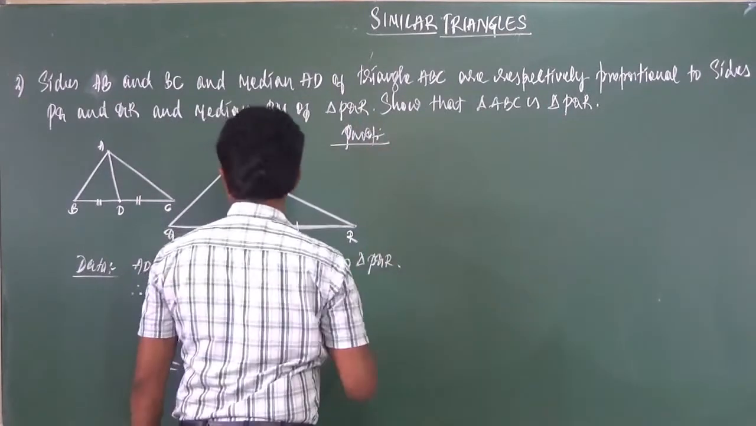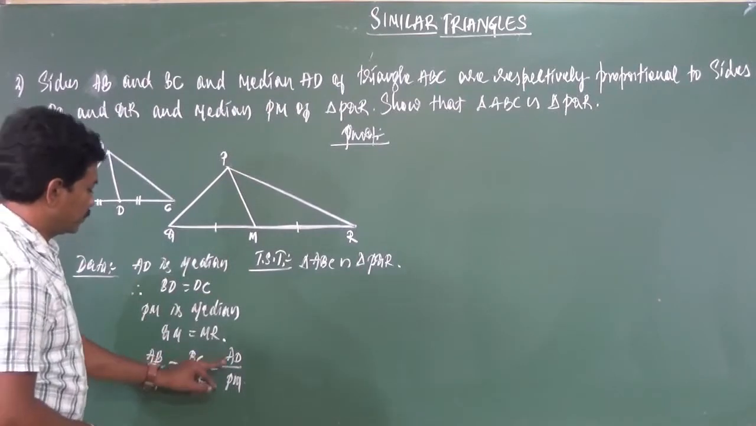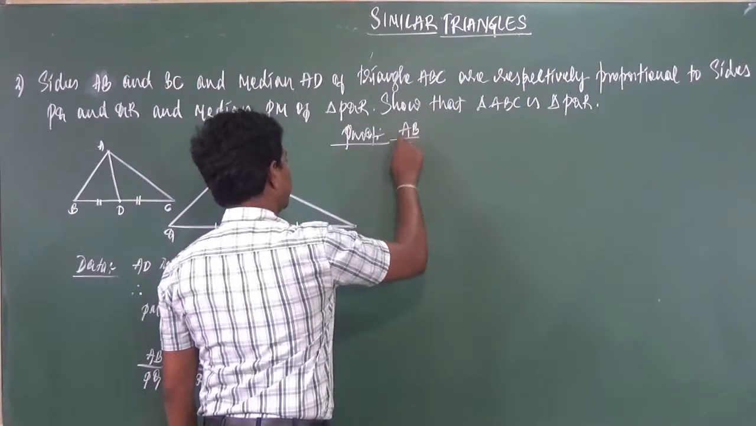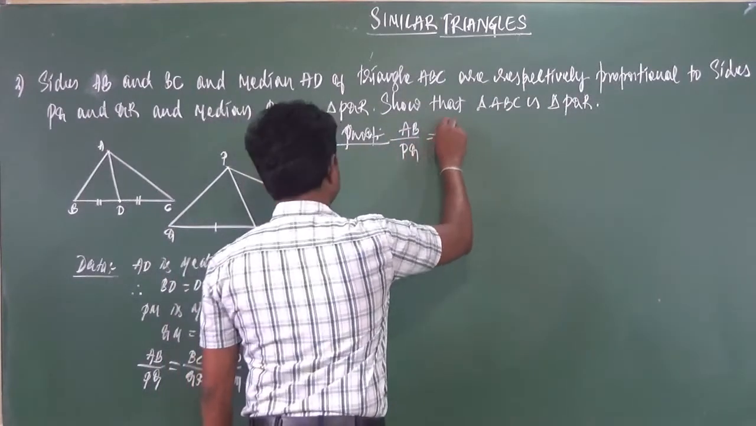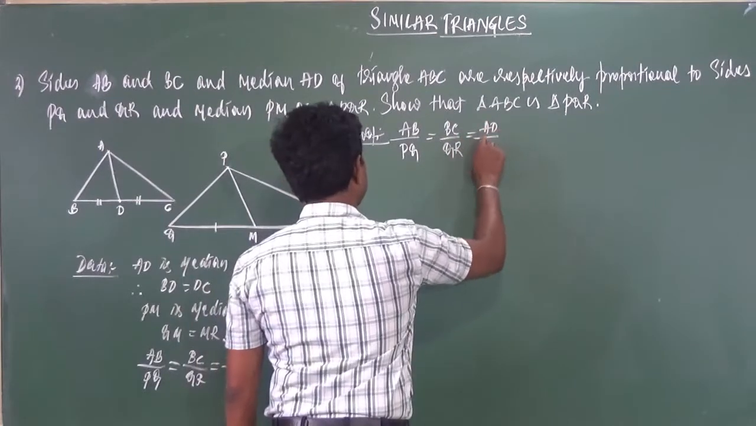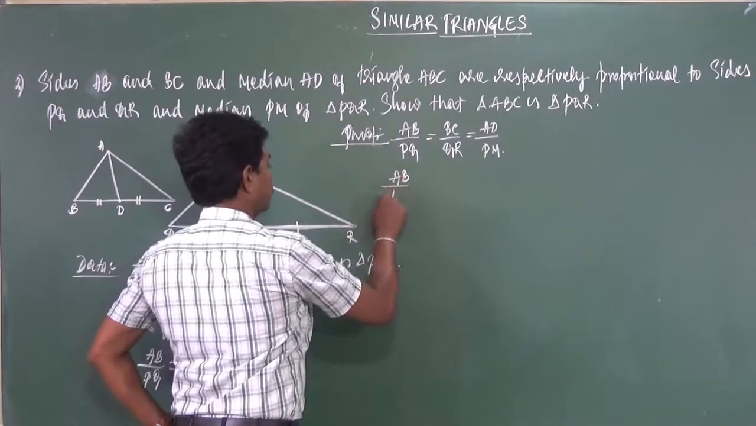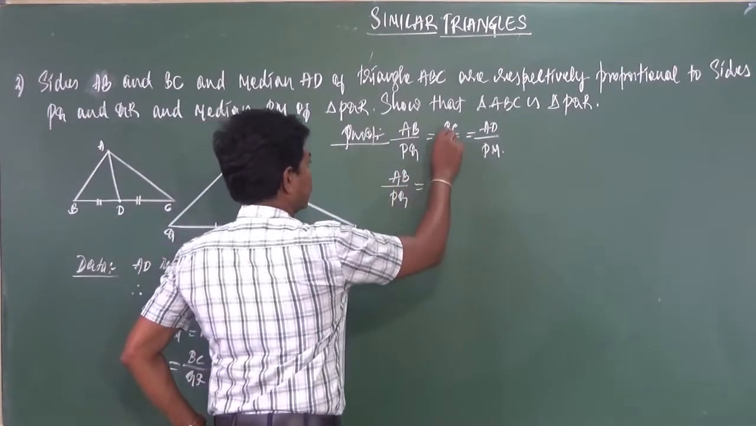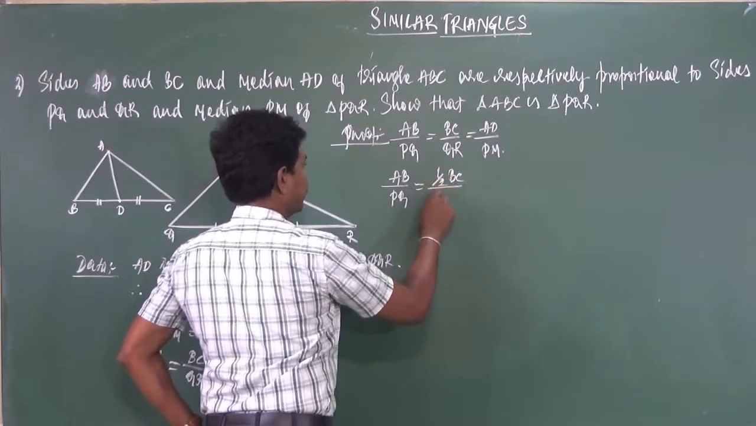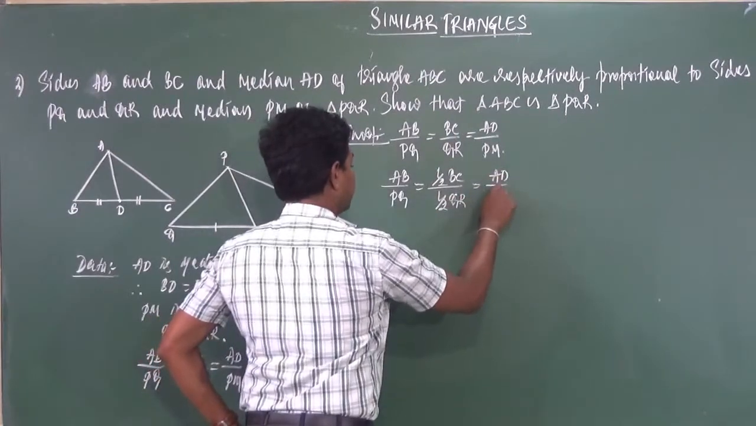Very important. Now we will take this ratio here. AB by PQ is equal to BC by QR is equal to AD by PM. Right. So now AB by PQ is equal to, we will divide BC and QR by half. So half of BC by half of QR is equal to AD by PM.